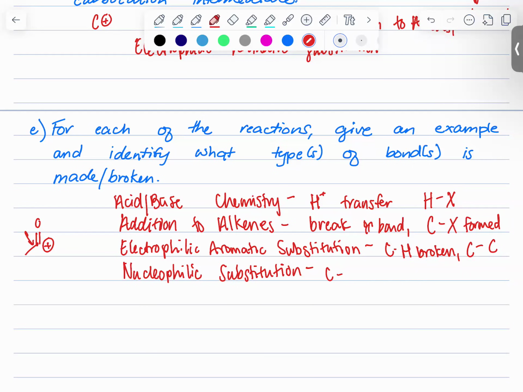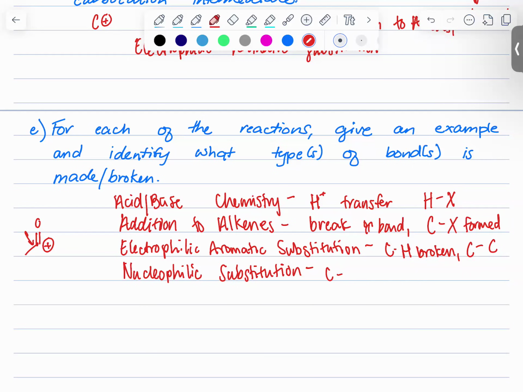It could be hydrogen. Will it always be hydrogen? What else could it be? What else could it be? Will it always be hydrogen? What is our most common example of nucleophilic substitution? Is hydrogen a nucleophile?